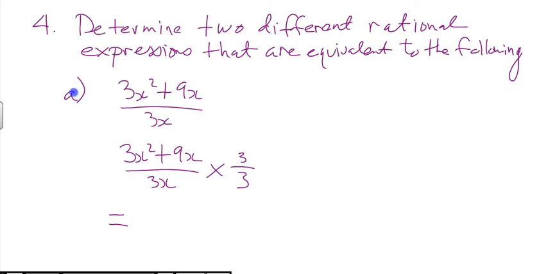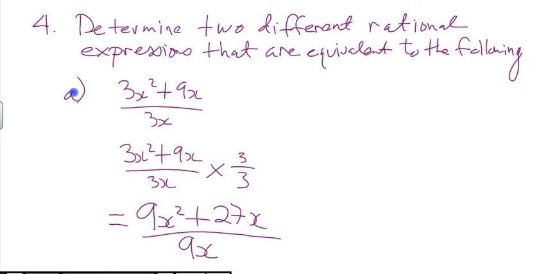Okay, what's 3 times 3x squared plus 9x? Okay, let's do it piece by piece. What's 3 times 3x squared? 9x squared. What's 3 times 9x? 27x. What's 3x times 3? 9x. Okay, that is an equivalent rational expression, right? Saying these are the same.